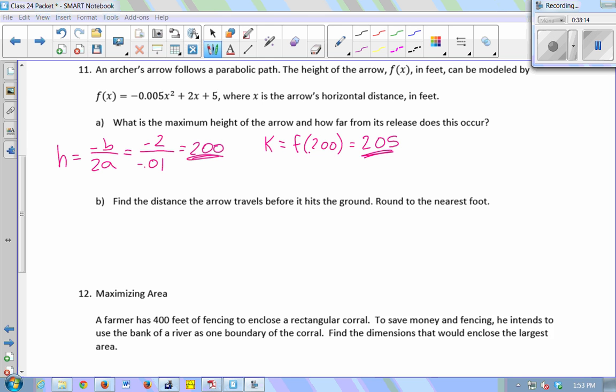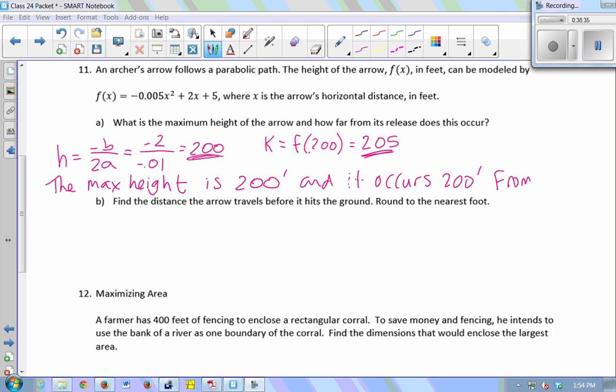So I would say the max height is 200 feet. And how far from its release does it occur? It occurs 200 feet from its release point. Right, so the x coordinate, the 200, is the horizontal distance, and 205, the y coordinate, is vertical distance, its maximum height.